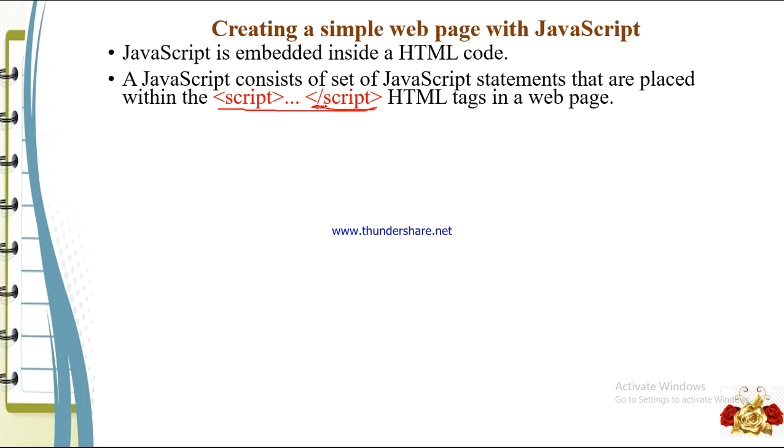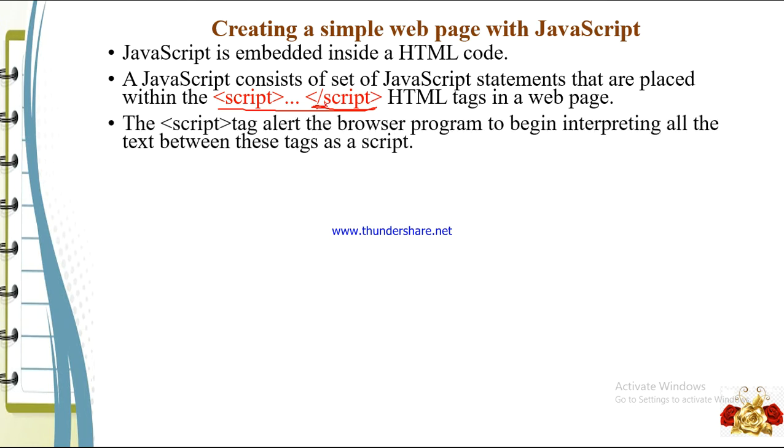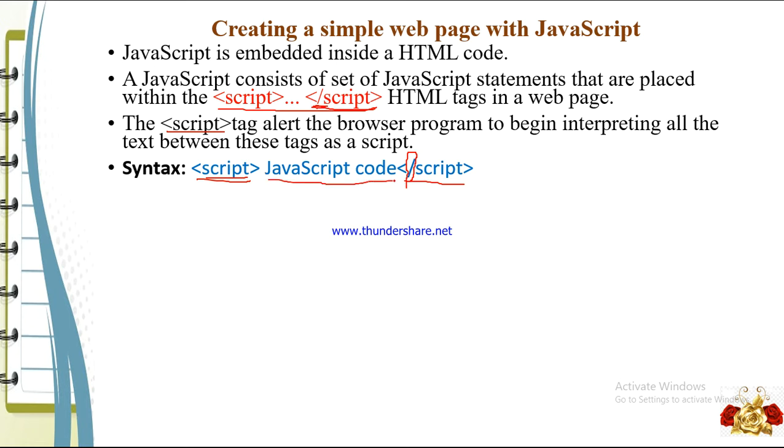So, HTML tag in a web page. The open script tag alerts the browser program to begin interpreting all the text between these tags as a script. For example, the syntax for script. How will you know if it is open or closed? The open script is within the greater than and less than symbols, and the closed script has an additional slash symbol. Within the open and closed script, you have the JavaScript code. This is the simple syntax for JavaScript.